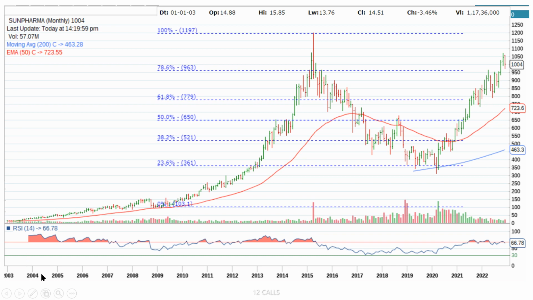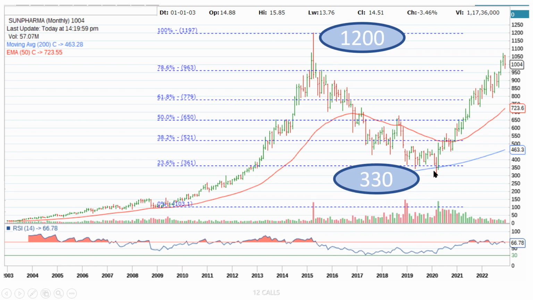This is something around 2004-5, where Sun Pharma started moving up, and this will be considered as stage 1. Then from somewhere here in 2009, it suddenly moved from 100 rupees to almost 1200 rupees. So you can consider this a 12-fold jump in Sun Pharma. It came to 1200 rupees, and from there the correction started, and the share came all the way down to 330 rupees. So it's more than a 70% fall in the Sun Pharma share.